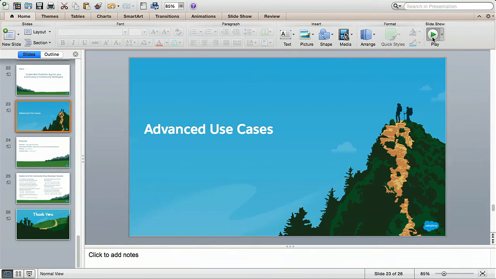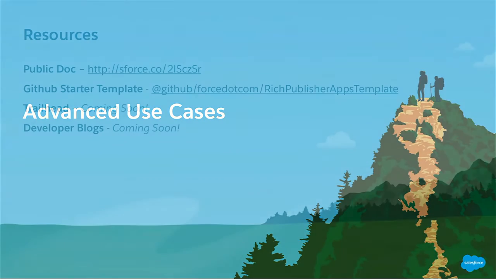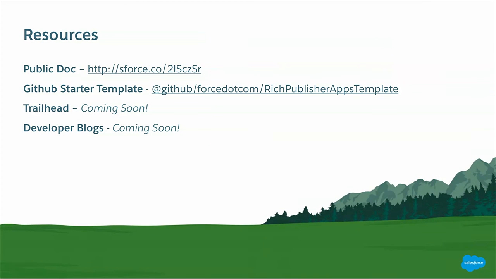Yeah, so that's what we wanted to cover. I hope you got what you were looking for from this session. We have some public documentation which covers all of this in much more detail. And there is also a GitHub repo for a starter template. It has a lot of boilerplate code, and you just need to plug in your code to fetch the item, select the item, and then save it. And there is a Trailhead and developer blog coming up too.